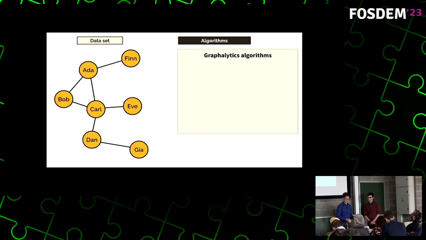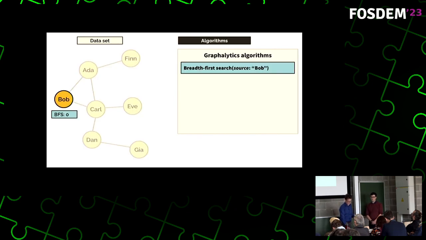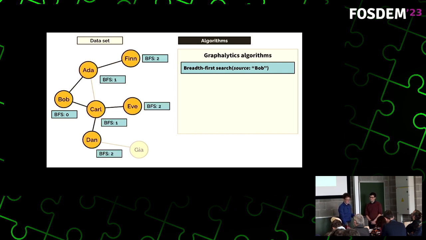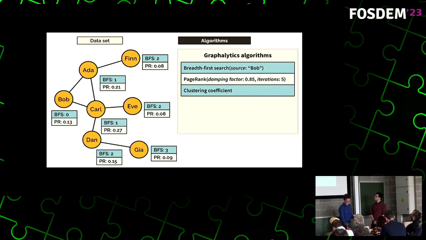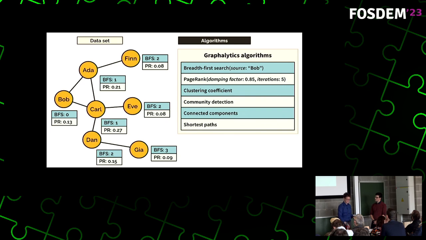And the algorithms that we run are mostly well-known graph algorithms. There is the BFS, which starts from a given node and assigns the number of steps that need to be taken to reach all of the other nodes. We have the famous PageRank centrality algorithm, which highlights the most important nodes in the network. And we have the local clustering coefficient, community detection using label propagation, weakly connected components, and shortest paths.